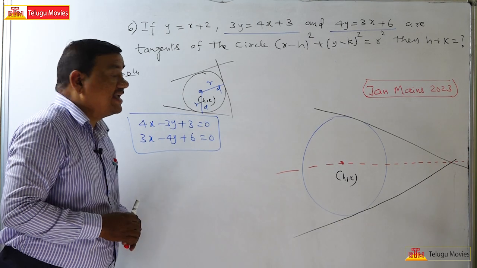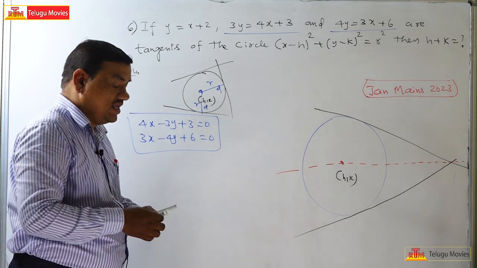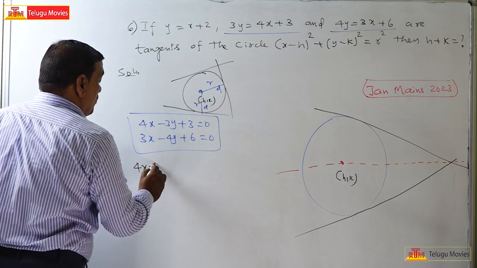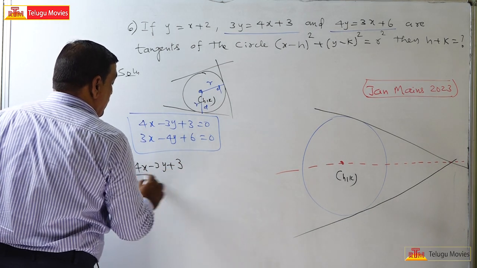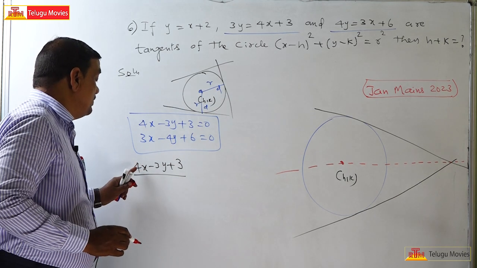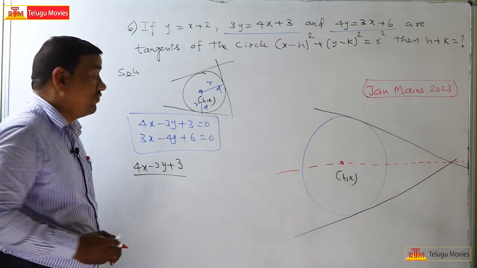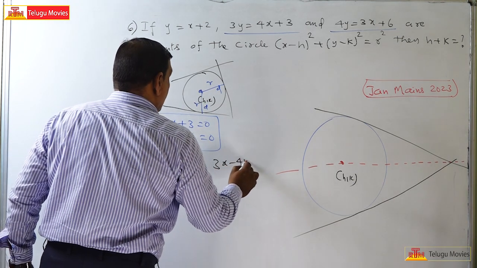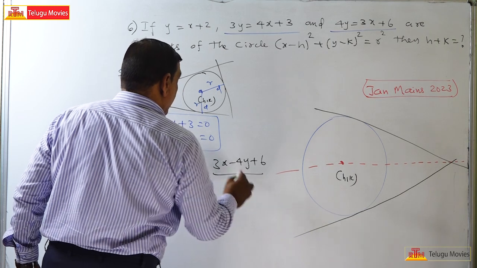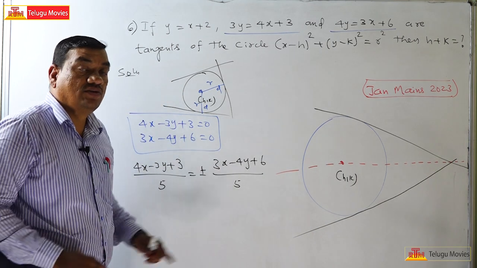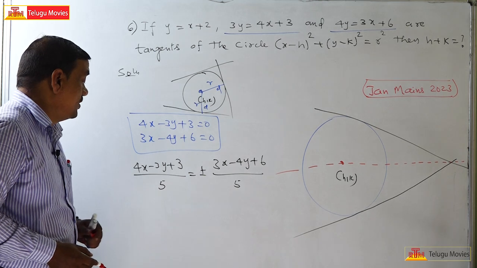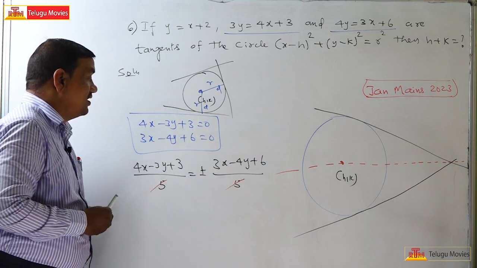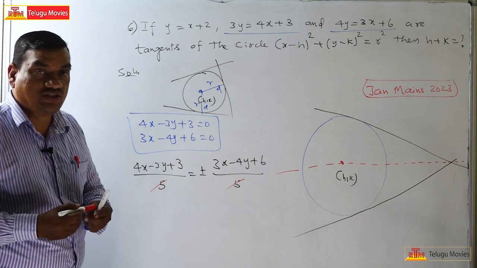Okay, find out the angle bisectors of these lines. What are the angle bisectors? Let me see here. 4x minus 3y plus 3 by root of a square plus b square, 16 plus 9, 25, 5, is equal to plus or minus (3x minus 4y plus 6) by 5. 9 plus 16, 25, root 25, 5. So here you can cancel 5, 5 clearly. So let us take the plus sign. First you take the plus sign.